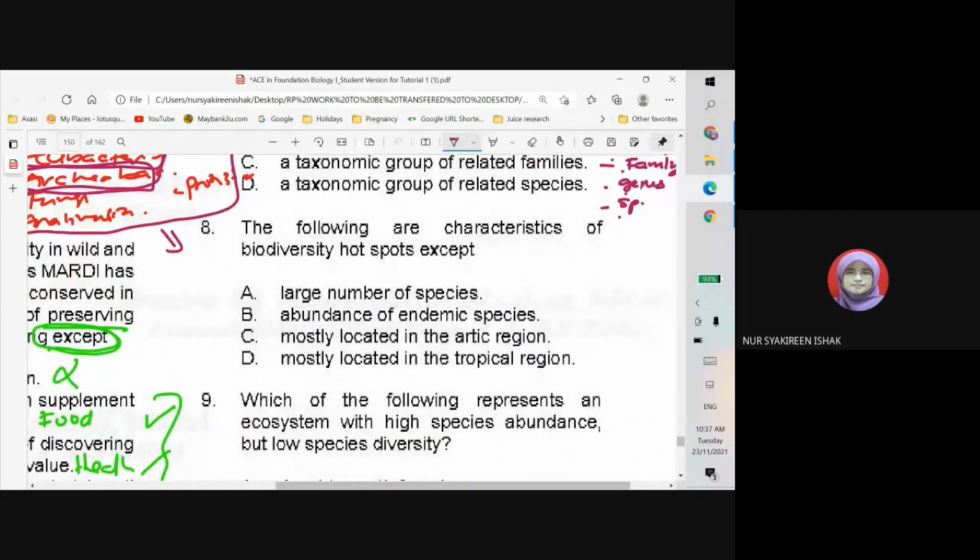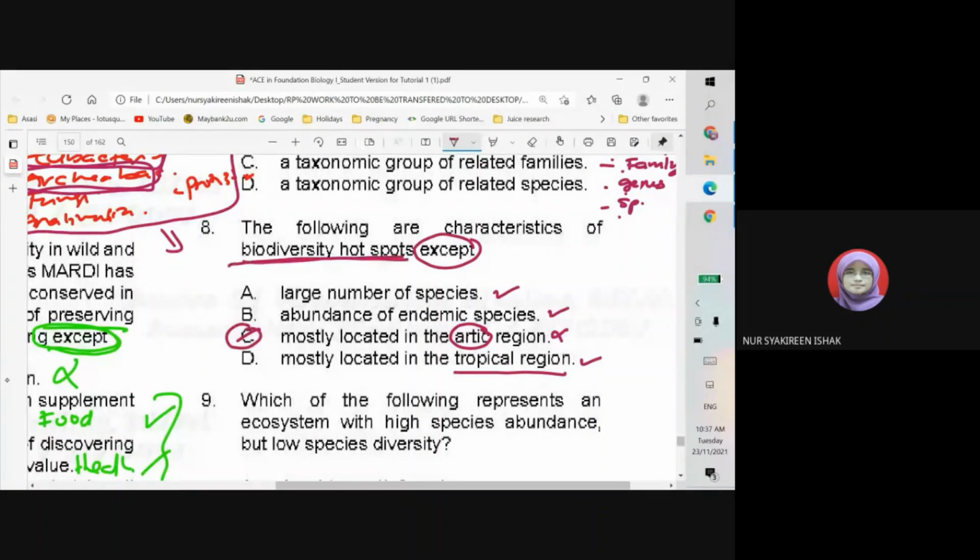So number 8, the following are characteristics of biodiversity hotspot. Okay, kecuali, dia suka tanya kecuali ni soalan ni. Okay, so hotspot, large number of species. Betul ke salah? Betul. Okay. Abundance of endemic species. Betul. Alright. Mostly located in Arctic region. Salah. Kan, sebab Arctic region tempat yang sangat sejuk. Bila sangat sejuk, dia bukan tempat yang kondusif untuk banyak species survive. Okay. So it must be in tropical region. Kan. So nice condition for many species to survive and live. Right. So the answer would be C.